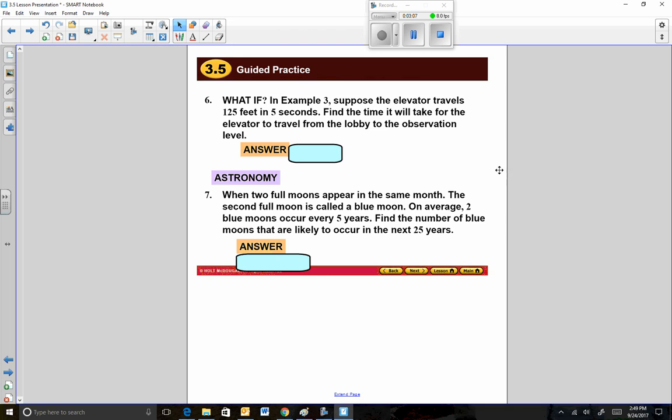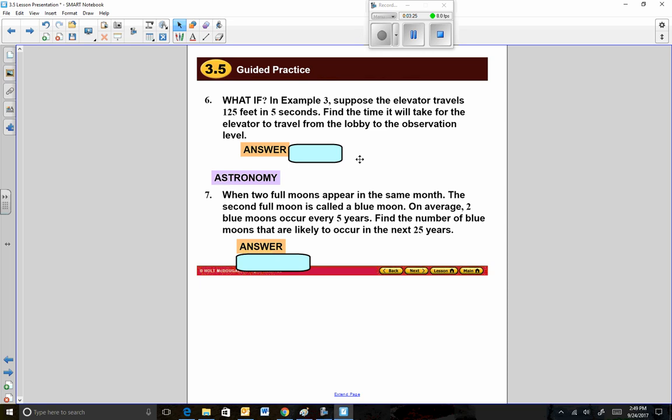I would like you to go ahead and give these 2 questions a try. Write out your problem as a proportion. This is an elevator, so it should go at a steady rate. All right. Pause your video and give it a try.